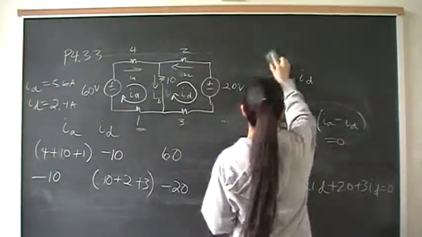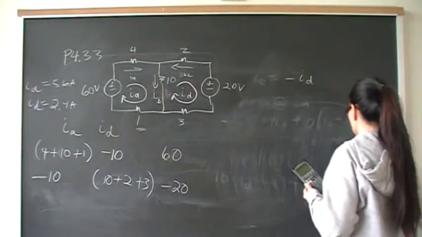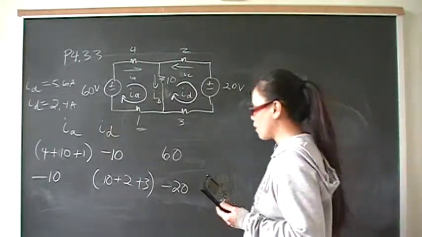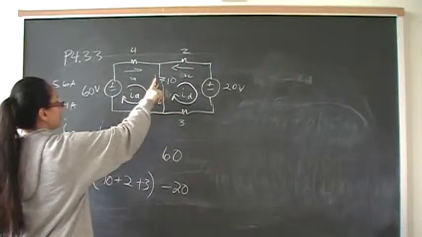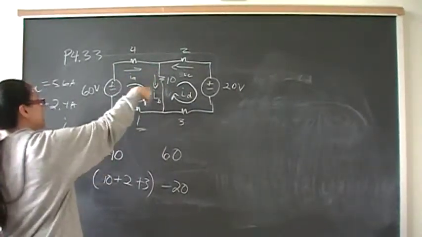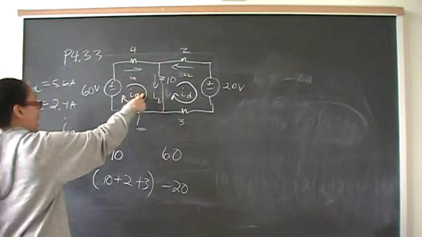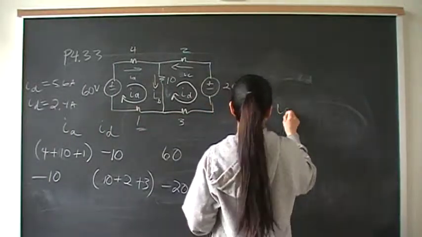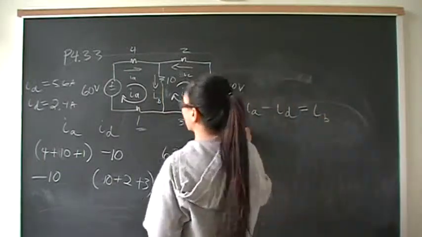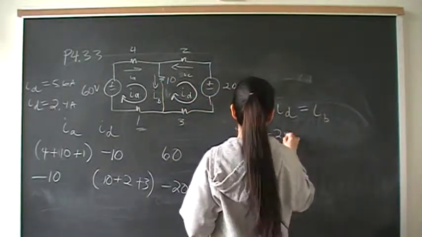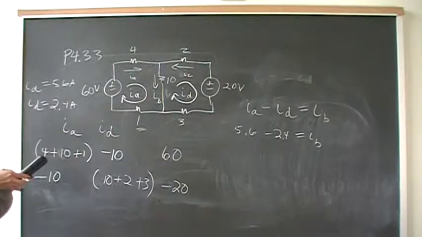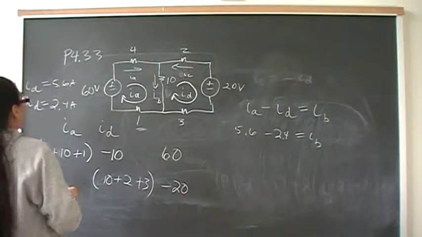Let's get rid of this. Okay, so ID is going to be the difference between IA, because it's going in this direction. The positive current through the positive current is going to be IA, and the negative current is going to be ID. So we know that IA minus ID is going to be IB. So that tells me 5.6 minus 2.4 is equal to IB. So I got 2.6, 5.6 minus 2.4. So IB is going to be 3.2.